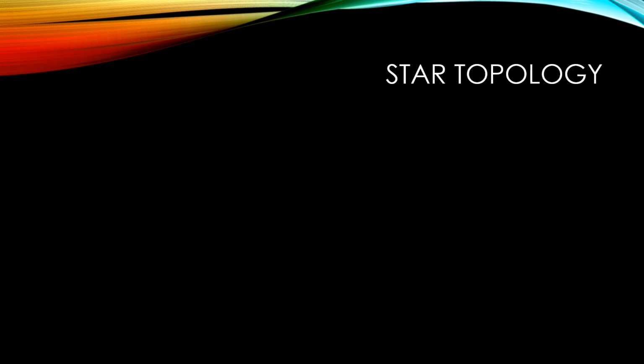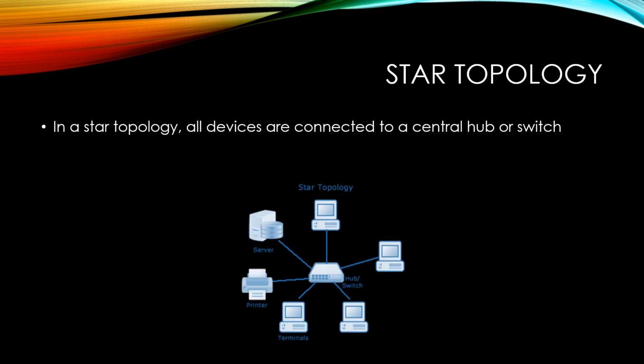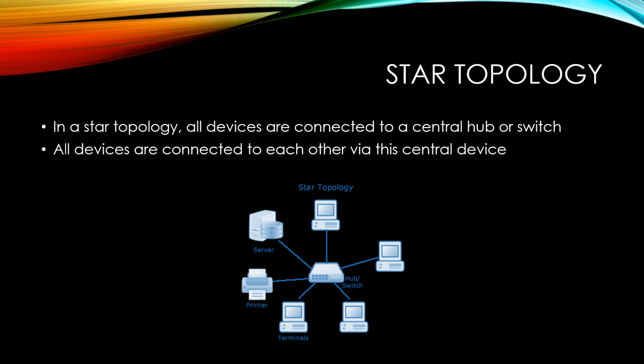In a star topology, all devices are connected to a central hub, or more likely switch. All devices are therefore connected to each other via this central device. So in our very basic example here, all of the nodes could access the server by going via the switch, and they could all access the printer by going via the switch.